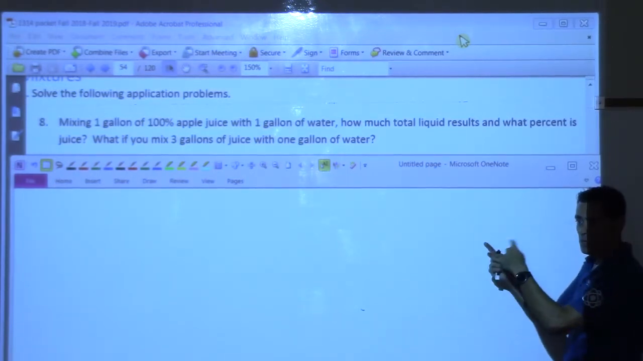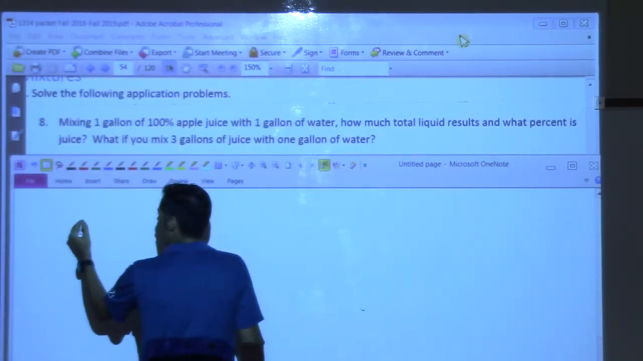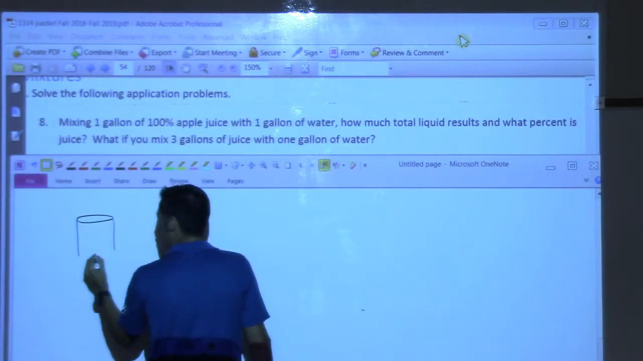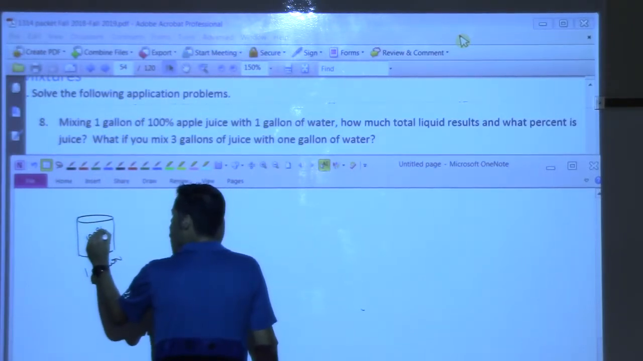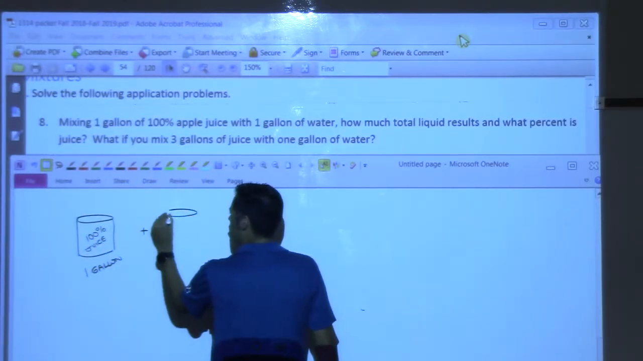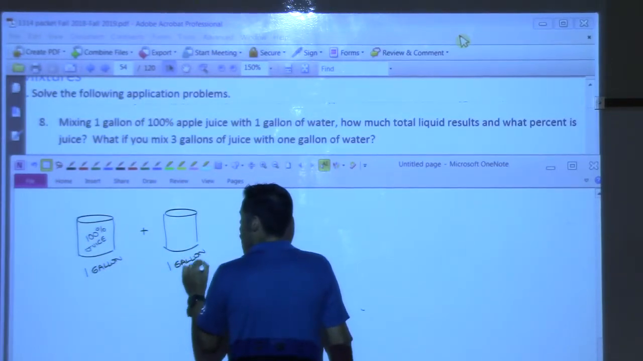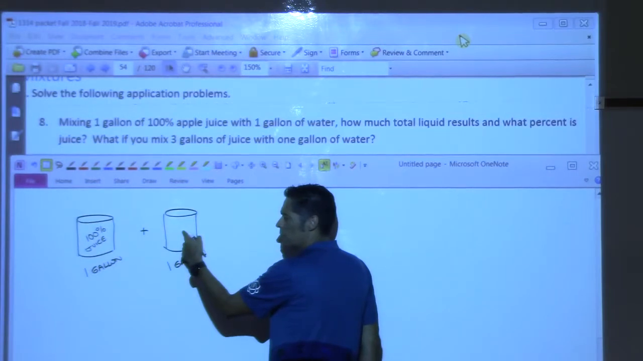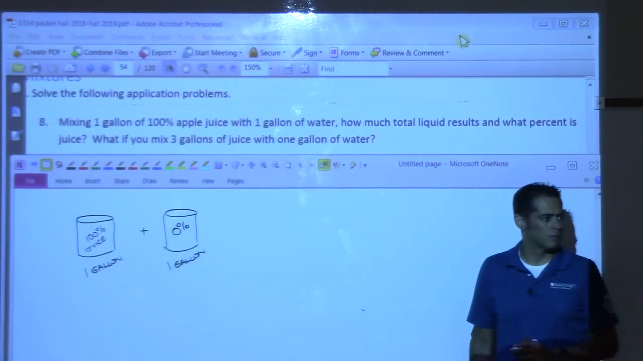Now I'm going to do that same problem, even though we know the answer should be 50%. I'm going to do it visually because as these get harder, it won't be that easy to do in your head. So let's say we have a container. I like to draw pictures for these. This is 1 gallon, and it's 100% apple juice. And I'm going to add to that 1 gallon of water. What percent juice is in here? 0% juice.